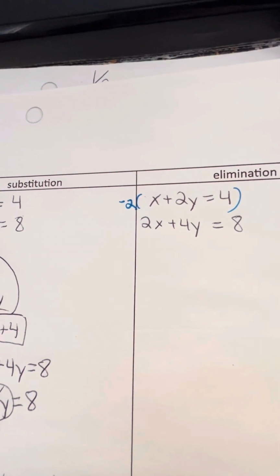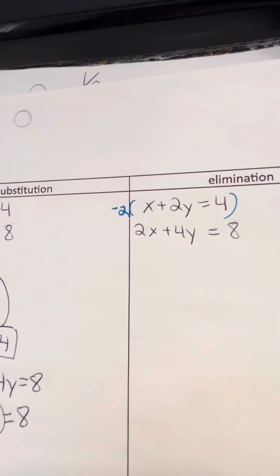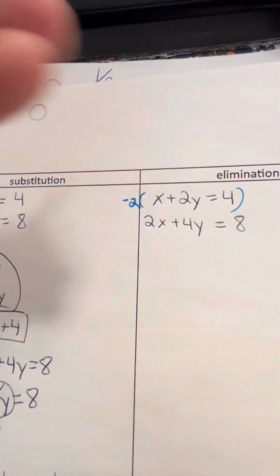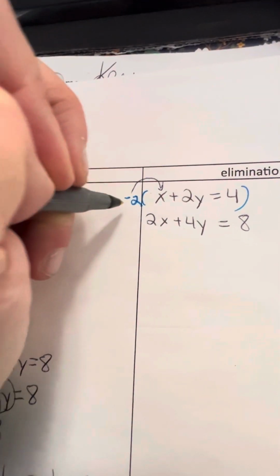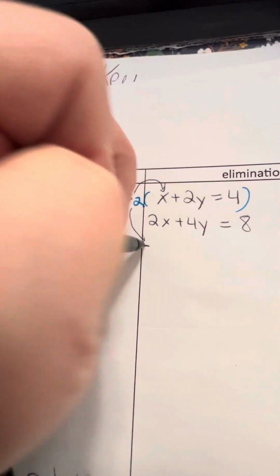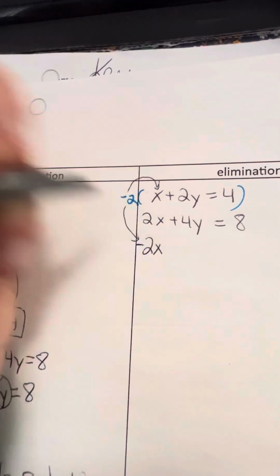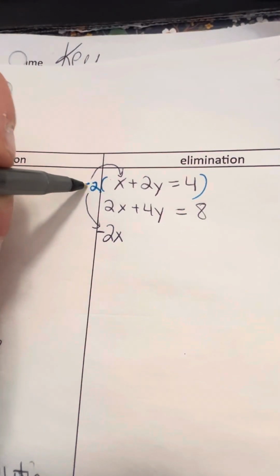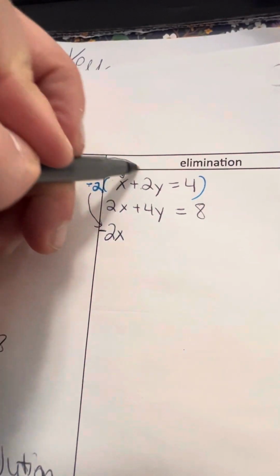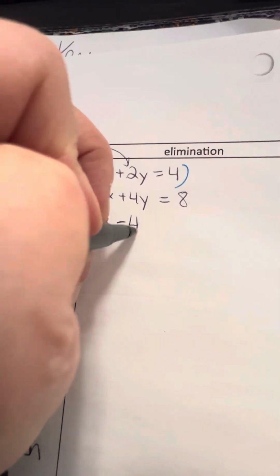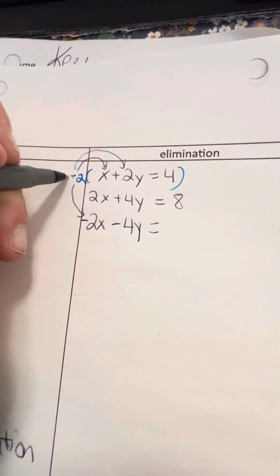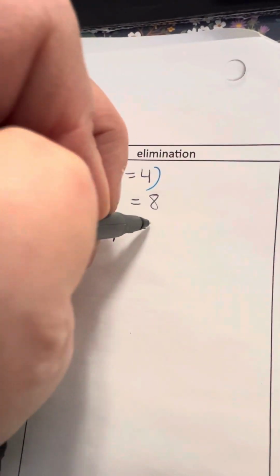By doing that, it's going to make the x's go away, because negative 2 times a positive x gives me a negative 2x. So now I have the opposite pair there. Negative 2 times a positive 2y is going to give me a negative 4y. And then here, negative 2 times a positive 4 is going to give me a negative 8.